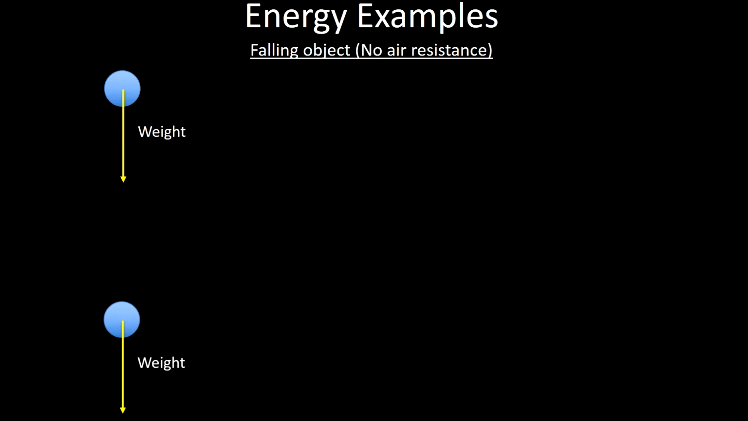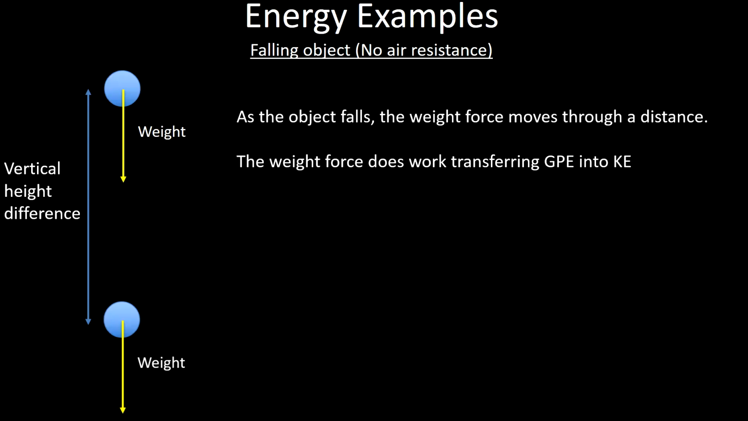Okay, and this links obviously back to the idea of resultant force that we talked about before. That the weight there is a resultant force. It's going to change the momentum of the object. So you can see the energy and momentum pictures are kind of two different sides of the same coin. So it's moved through a vertical height difference. And so in terms of describing the energy changes, which you might have to do for things like 6-mark questions, as the object falls, the weight force moves through a distance, and the weight force does work transferring the gravitational potential energy of the object into kinetic energy.